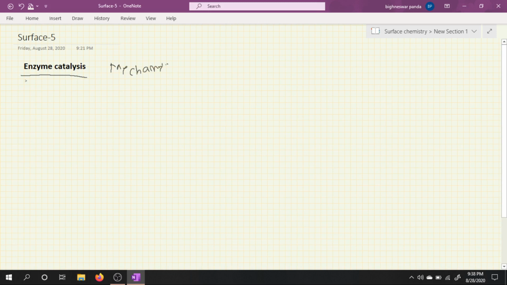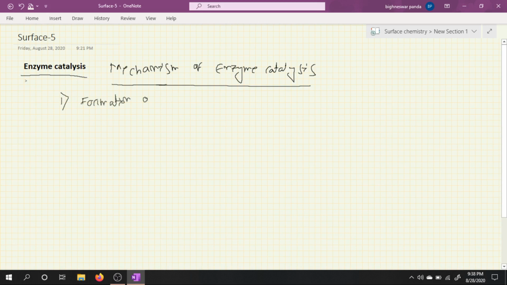we have to study about the mechanism of enzyme catalysis. Before starting the mechanism of enzyme catalysis, we have to study the reactions involving enzyme. First step is formation of enzyme substrate.